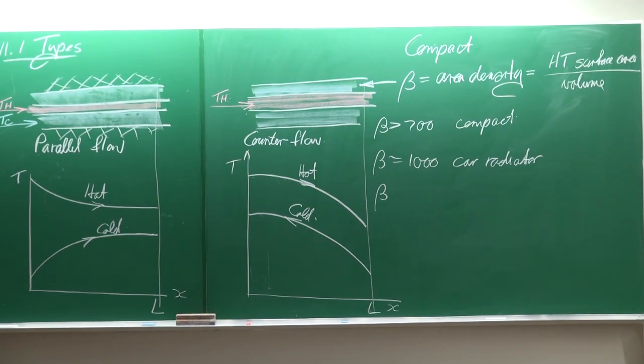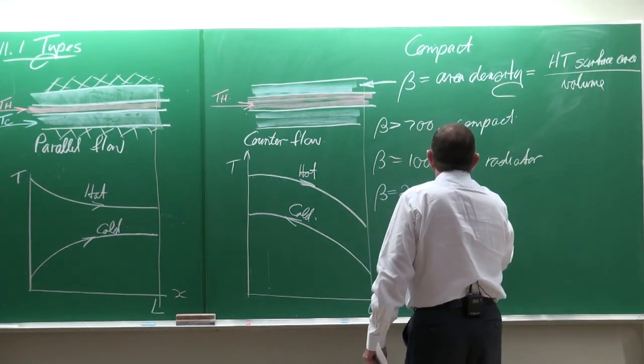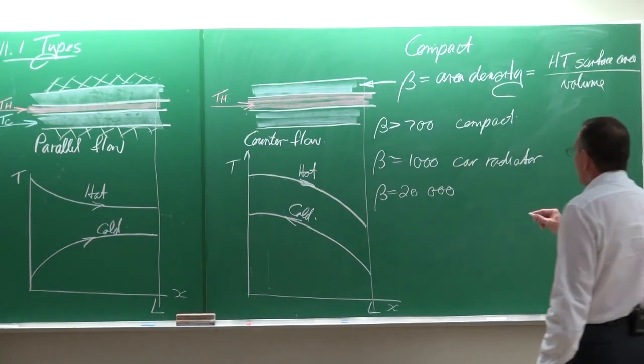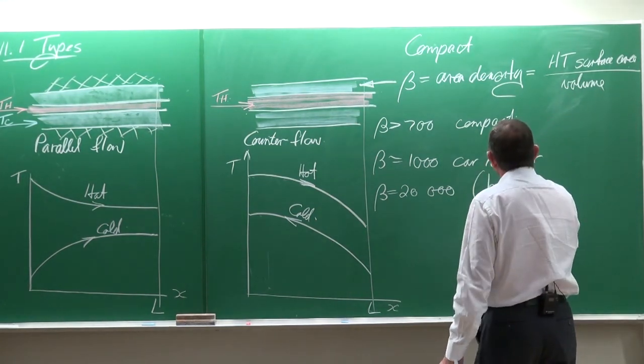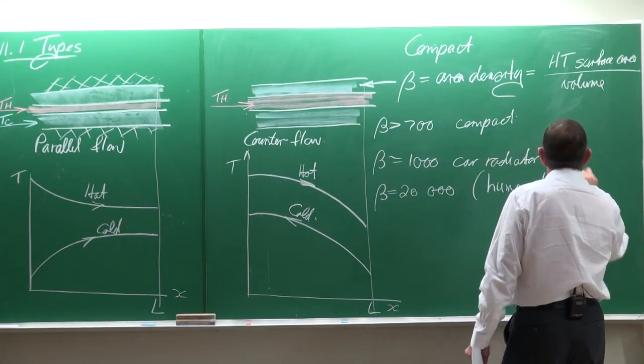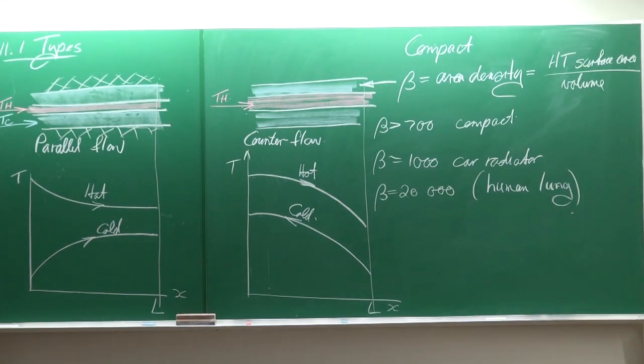A glass ceramic gas turbine heat exchanger is about 6,000. The regenerator of a Stirling engine is 15,000. And the highest compactness factor that we have is 20,000. And who of you can guess what that is for? That is for the human lung. Your human lung is the most compact heat exchanger that there is.